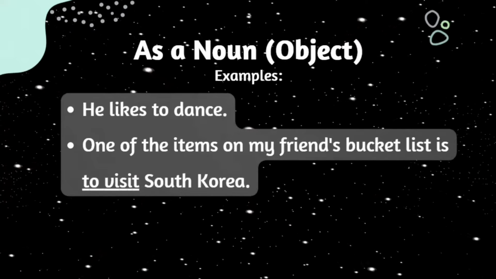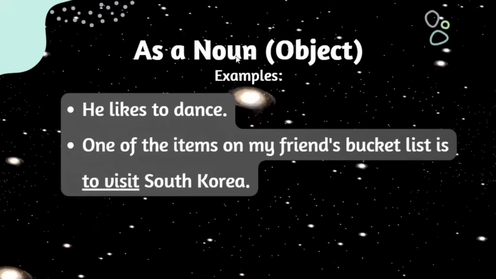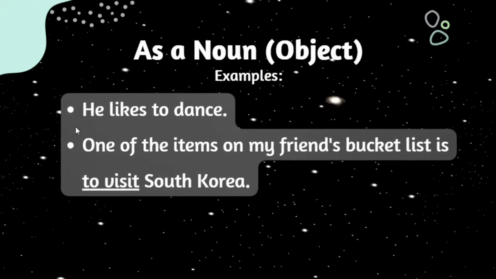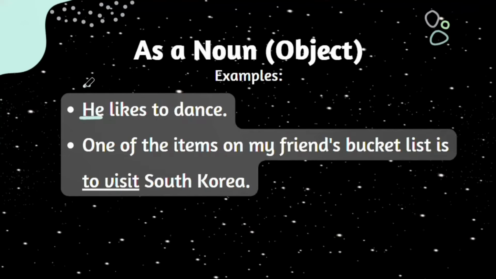Now in this slide we'll see infinitive functioning as a noun and as an object of the sentence. For example, he likes to dance. Now here he is the subject, likes is the verb, and to dance is the direct object of this verb, right? He likes what? He likes to dance.